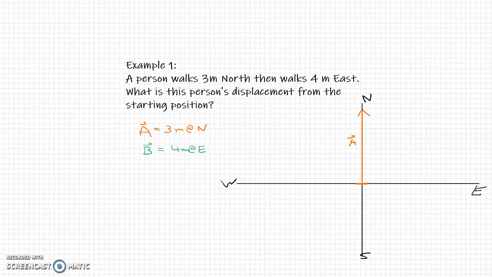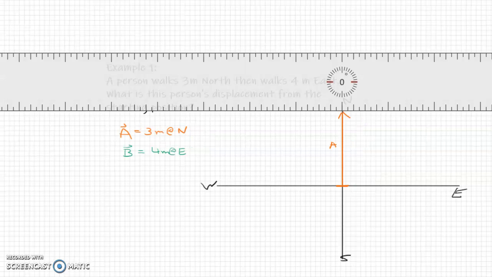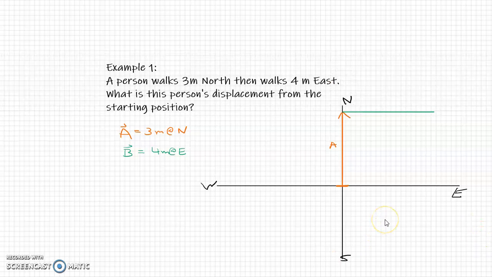Next, I'm going to draw my 4 meters east. Again, based on the same scale, we're going to need to draw 4 meters east here. So here's 1 meter, there's 2 meters, there's 3 meters, and there's 4 meters to the east at this scale. So I put my arrow on the end, and it's a displacement, so my displacement vector is like that.